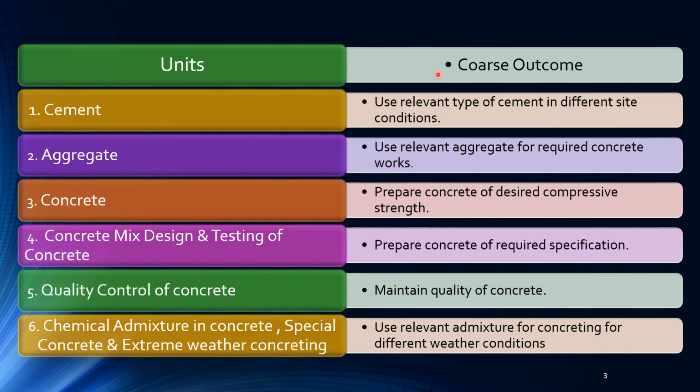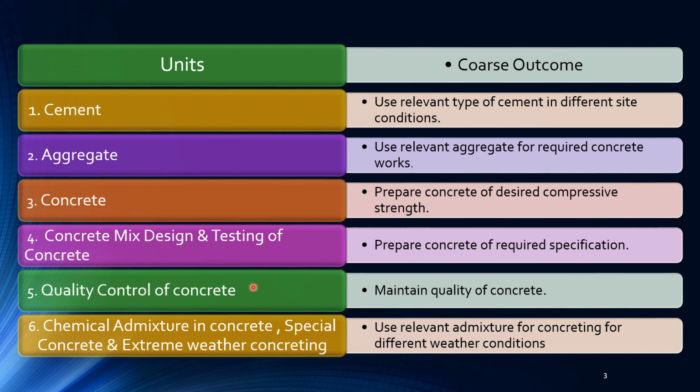The course outcome for every chapter is given. Let's see. The first chapter is cement and its course outcome is use relevant type of cement in different site conditions. The second chapter is aggregate and its course outcome is use relevant aggregate for required concrete works. The third chapter is concrete and its course outcome is prepare concrete of desired compressive strength. The fourth, concrete mix design and testing of concrete, and its course outcome is prepare concrete of required specification.